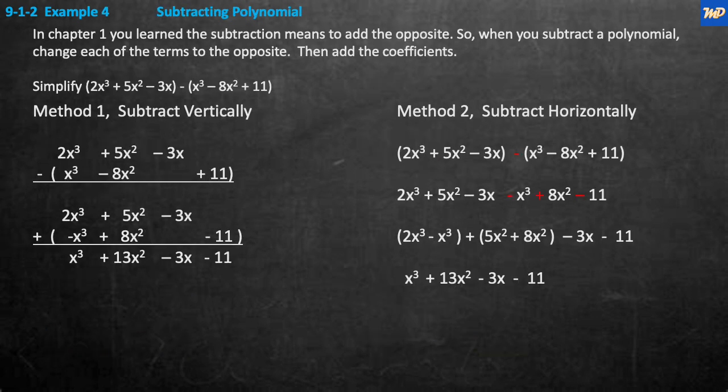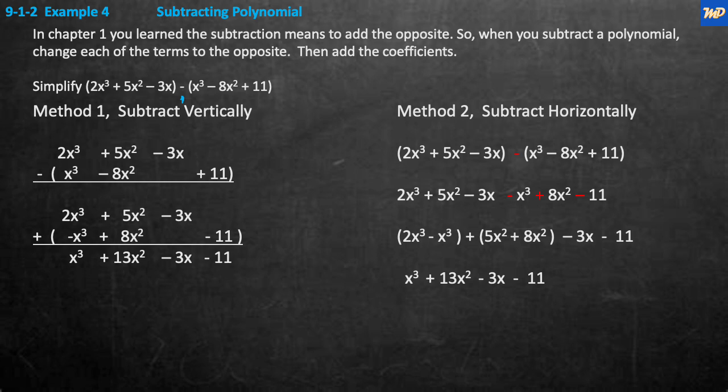So in example 4, they'd like us to do some subtracting of polynomials. In chapter 1, you learned that subtraction means to add the opposite. So when you subtract a polynomial, change each of its terms to the opposite, and then add the coefficients. Kind of makes sense, so let's do it. They're giving us the problem of simplifying 2x cubed plus 5x squared minus 3x minus, we're doing subtraction, x cubed minus 8x squared plus 11.